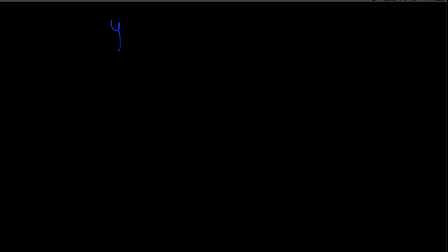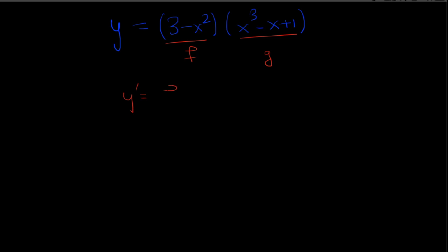I want to find the derivative of y equals (3 minus x squared) times (x cubed minus x plus 1). I'm going to call 3 minus x squared f and x cubed minus x plus 1 g. So my derivative is going to be f prime g plus g prime f.